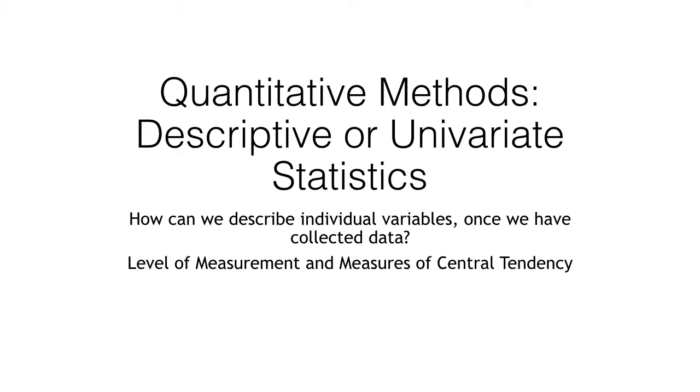We are beginning our second module of quantitative methods, descriptive or univariate statistics. We're not yet looking at the relationship between two or more variables. In other words, we're not looking at cause and effect yet, but we're looking simply to describe individual variables. What is the typical value of a variable, and what is the distribution of values of a particular variable?